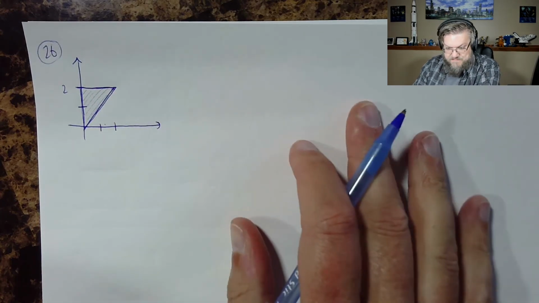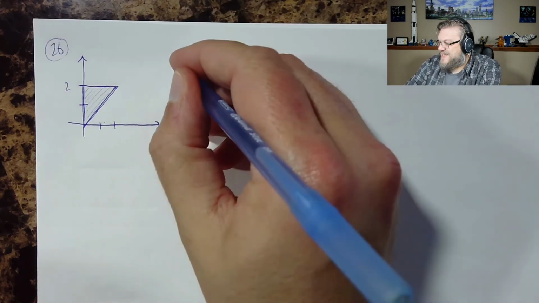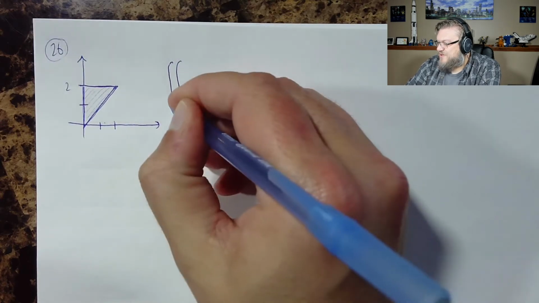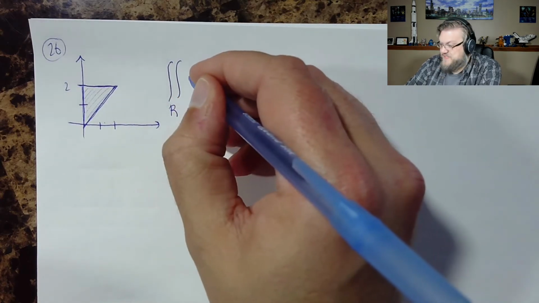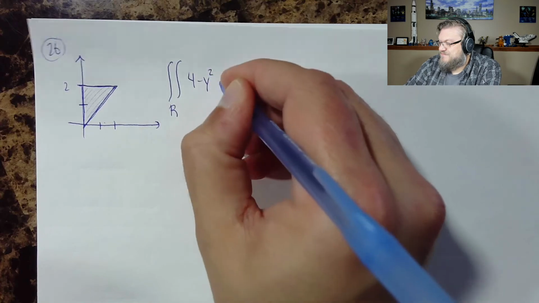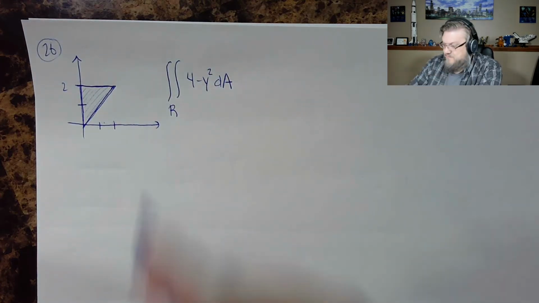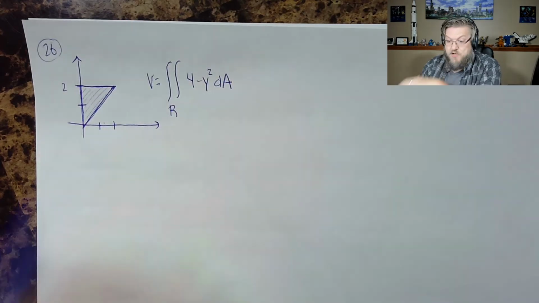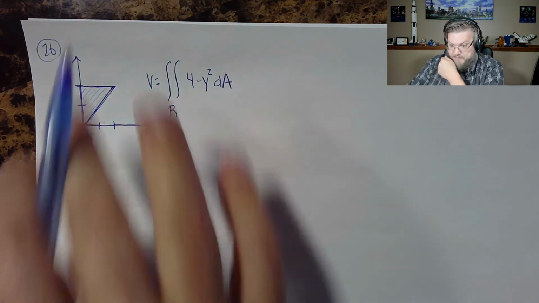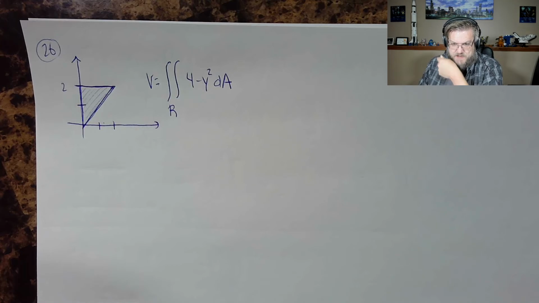That looks really familiar. So now we just need to double integrate over the region R of the surface 4 minus y squared dA. That will get us the volume that we care for, the volume of the three-dimensional object, not pictured here. Okay, let's set this up.